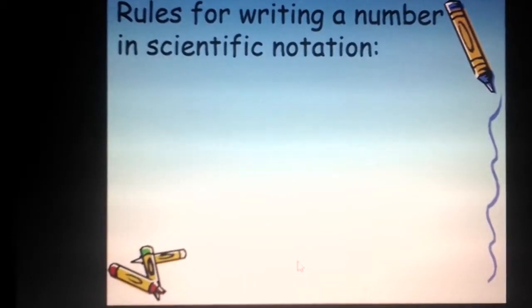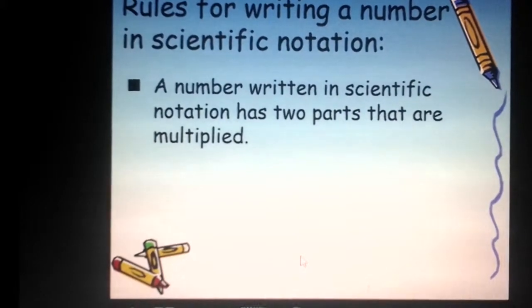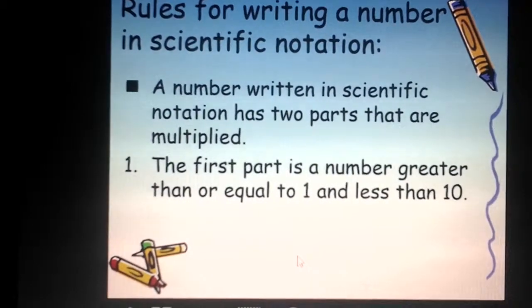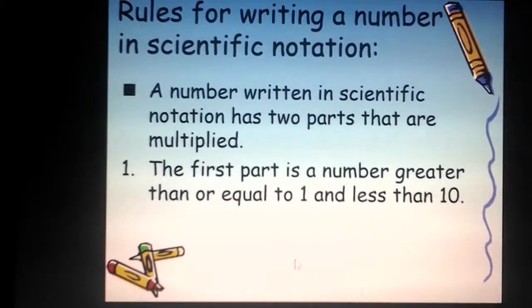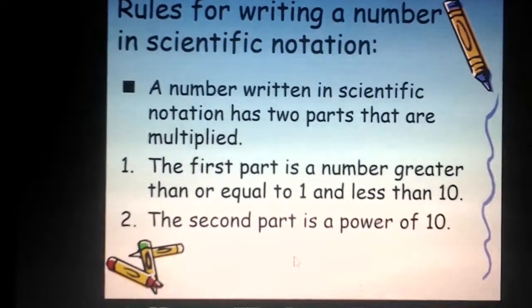Rules for writing a number in scientific notation. A number written in scientific notation has two parts that are multiplied. The first part is a number greater than or equal to 1 and less than 10. The second part is a power of 10.